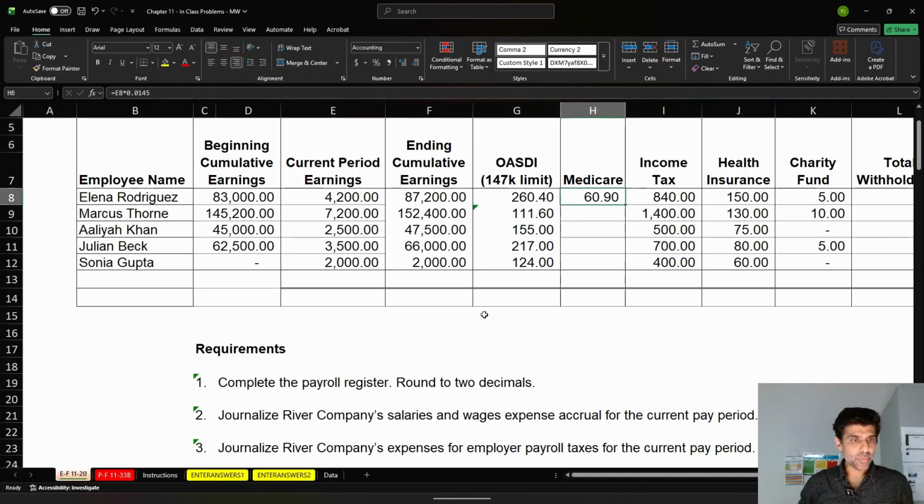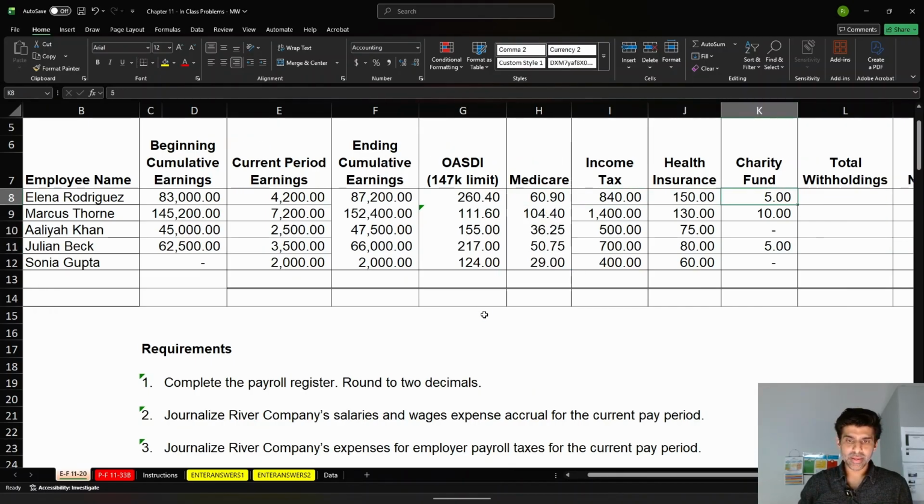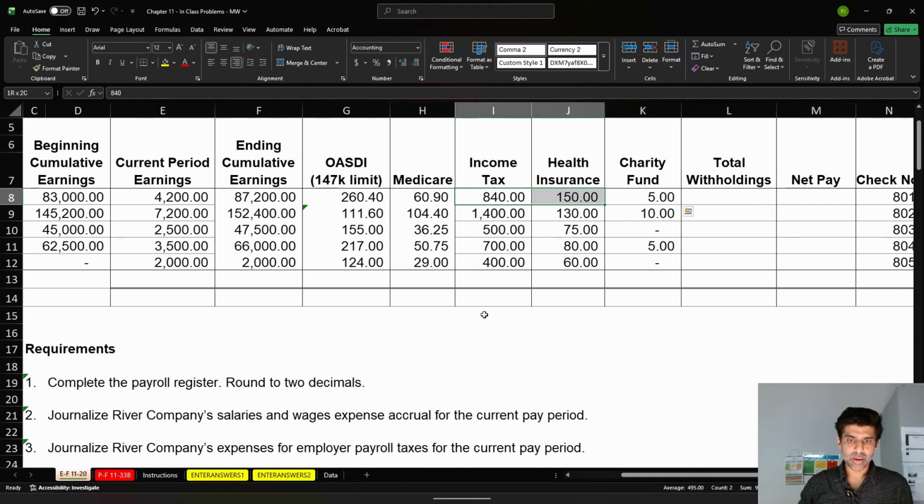Okay, so Medicare is 1.45%, and I just do my formula down like that. We've already given you the information here, because income tax is dependent on a number of factors like your filing status and how many dependents you have. You would have filled out a W-4 form, and your income tax withholding would be determined by that calculation, but the book is not making you do that calculation, so it's just giving you those numbers. And then this stuff is kind of arbitrary, so it's also giving you these numbers.